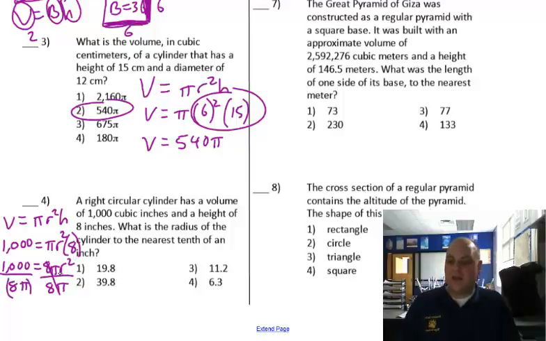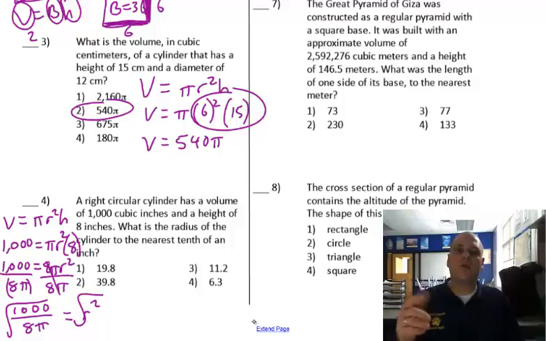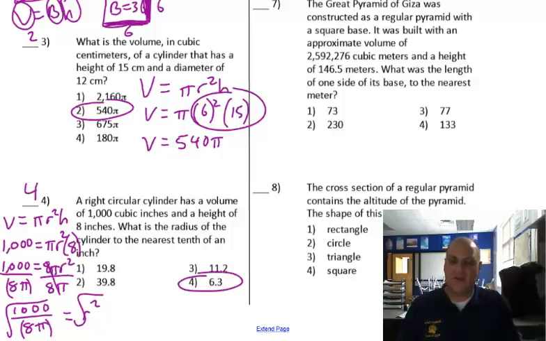Then I'm left with r squared, so 1,000 over 8 pi equals r squared, and then of course you take the square root if you want to find r, because you have r squared. So you take the square root of 1,000 divided by 8 pi. Make sure the 8 pi goes in parentheses, guys. If you don't put it in parentheses, it's going to divide by 8 and then multiply by pi. It's not going to divide by the pi. So make sure you have that in parentheses. You should get 6.3. I did it ahead of time just to save us time, or this video would never end.